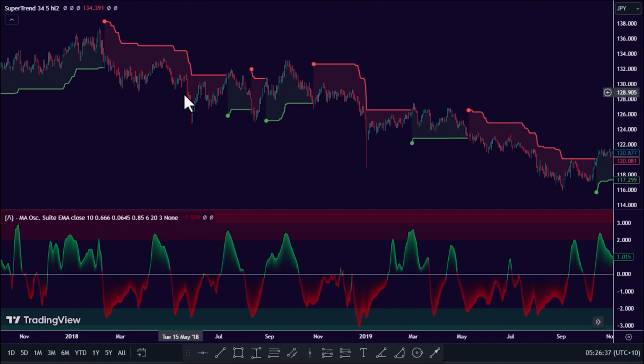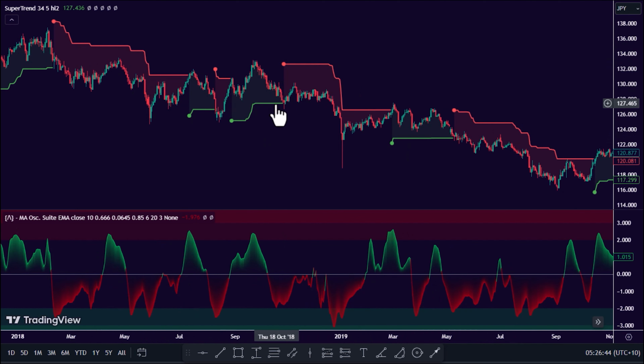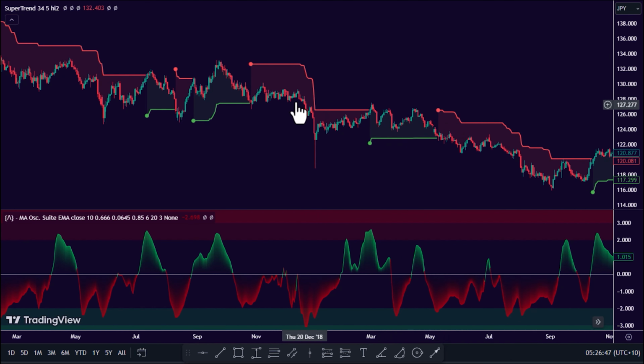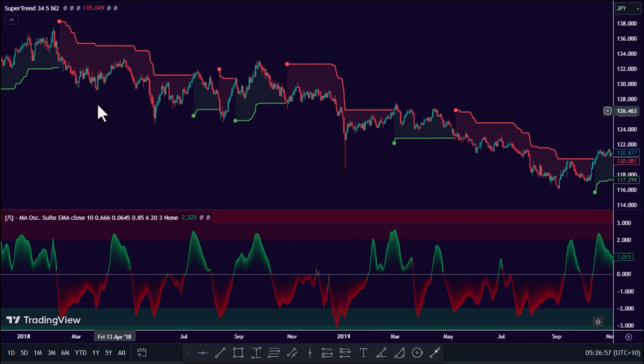It's time we break down how this strategy works with a potential short position. First, confirm a bearish trend using the SuperTrend indicator. The line turns red, and the price is trading below it. That's a bearish trend.